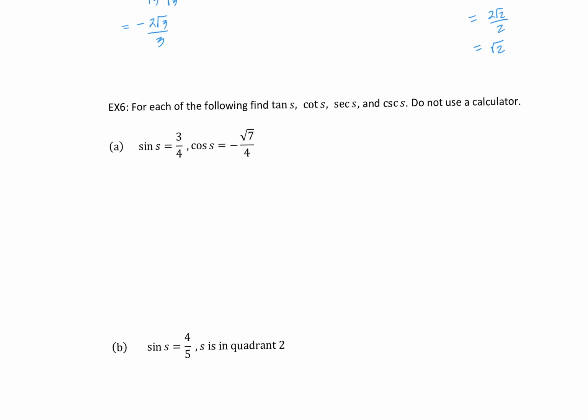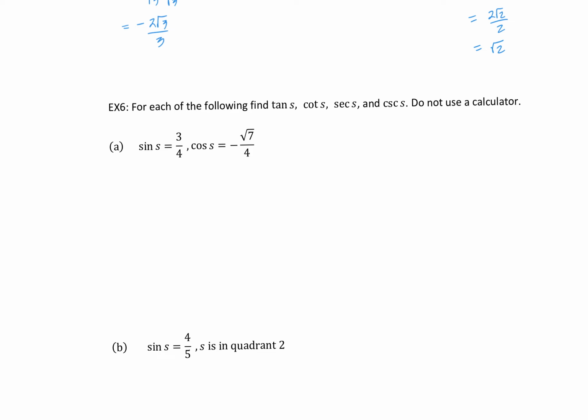This is a very long section. So for these last examples, what we're going to do is use the idea of those reciprocal identities and the Pythagorean identities. So that was on our page 2 at the bottom. And in example 6, we're going to find tangent, cotangent, secant, and cosecant, given the values in part A and part B. So we're going to use what we're given to find the rest without using a calculator.